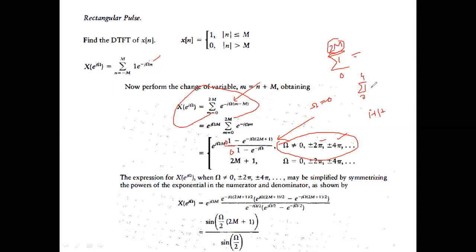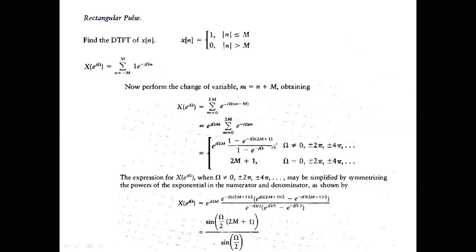How much will it be? It will be 4 plus 1, right? I think we know this. So similarly, for the case of omega equal to 0, 2 pi, and all those places where we would have got an indeterminate answer, 0 divided by 0, we will do the substitution here itself in the beginning. So we'll get the summation from 0 to 2m of 1, which will give us straight away the answer 2m plus 1.